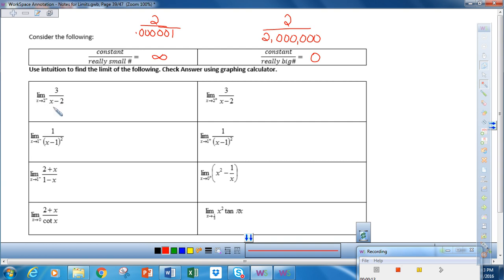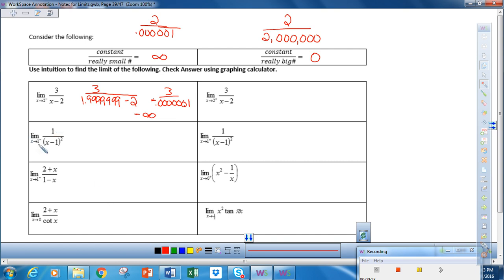We have to use some of the same process that we did in the last video. So we're taking the limit as x approaches 2 from the left, and we have 3 divided by x minus 2. As I come in from the left, I'm taking numbers slightly smaller than 2. So I end up with 3 divided by 1.99999999999 minus 2. That's going to be 3 divided by a really, really small number, and not only is it small, it's a negative number. Do you see why it's negative? Because it's 1.9999 minus 2. So we have a constant divided by a really small negative number. It goes towards infinity, and because I'm dividing by a negative number, it's going to be negative infinity.